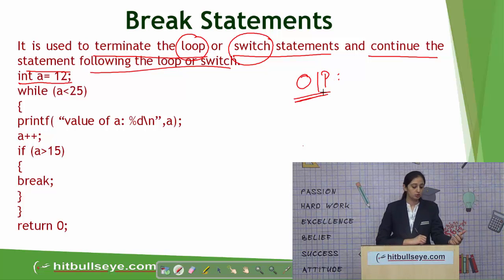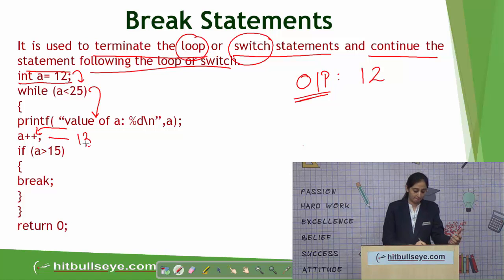Let's say the value of a is 12, it's fixed, it will go for condition checking. In the while, 12 is less than 25, so it will go inside the block and the value will print, that is the value of a. The value of a is 12, right? It will go for the increment. Now the value becomes 13, right? Then it goes to the if block. The condition inside the if block is that if a is greater than 15, so a is smaller than 15, the condition becomes false.